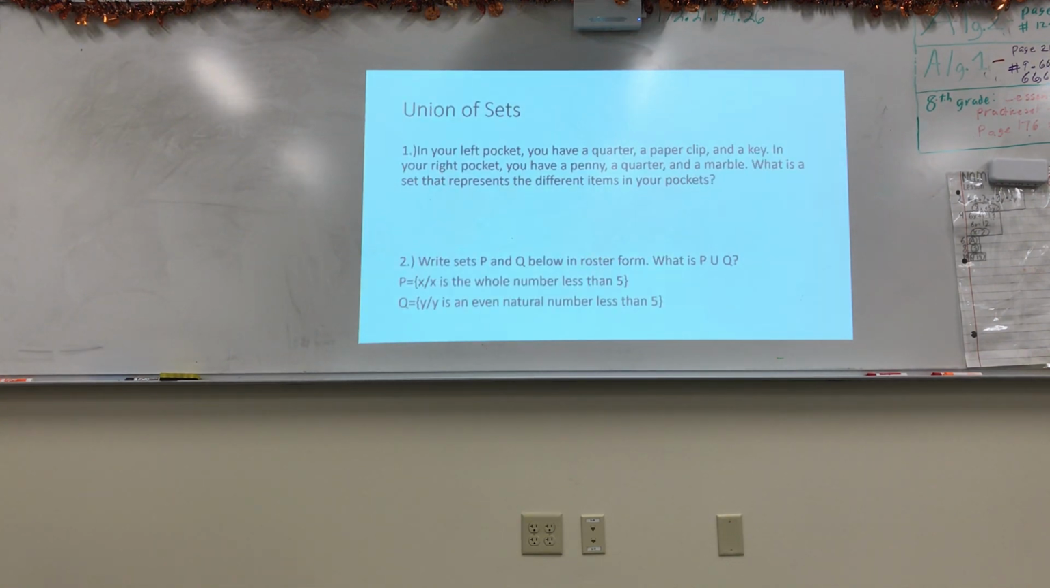So in your left pocket you have a quarter, a paperclip, and a key. In your right pocket you have a penny, a quarter, and a marble. What is a set that represents the different items in your pocket? Okay, so you could draw a diagram of this. I'm sort of going to be doing it that way.